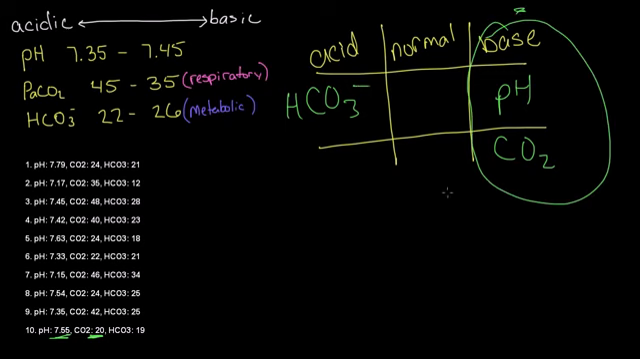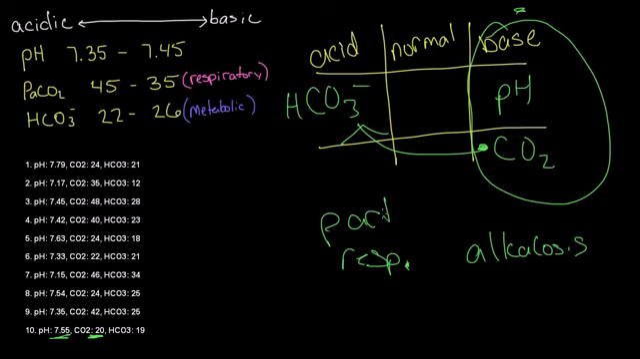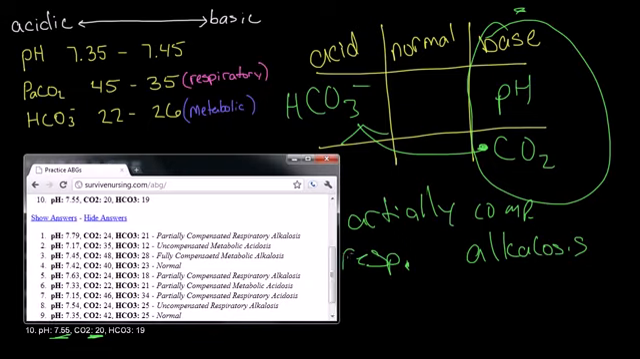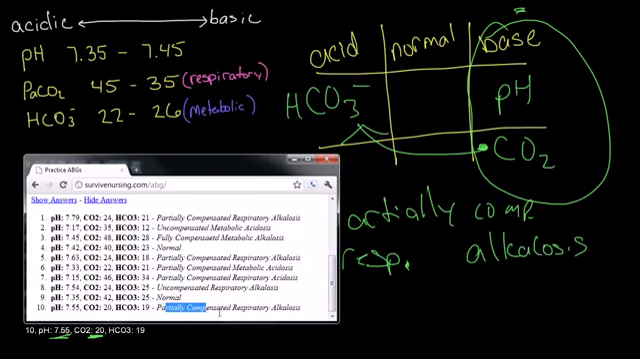tic-tac-toes here, basic column, so alkalosis. Our parameter used to make it up is CO2. CO2 is a respiratory value, respiratory alkalosis, and our opposite parameter is partially compensating. So let's go ahead and double check our answer here. Partially compensated respiratory alkalosis. Okay, so this is correct.